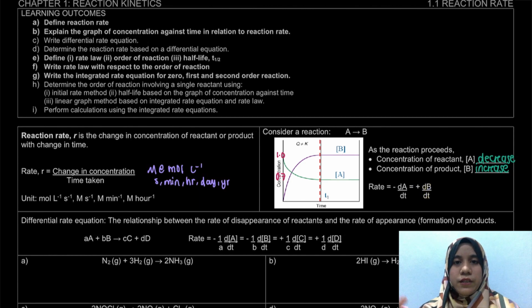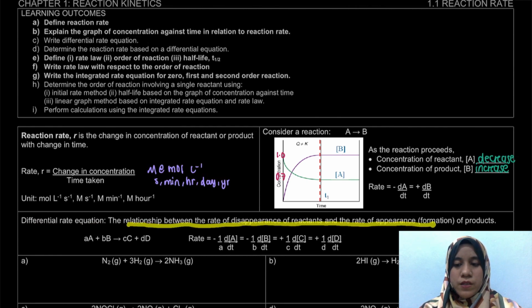So that is only the introduction of what is rate and how to write the rate equation. Next, what we're going to write down is the differential rate equation. The differential rate equation is actually the relationship between the rate of disappearance of the reactant and the rate of appearance of product. So it is the same as this one.